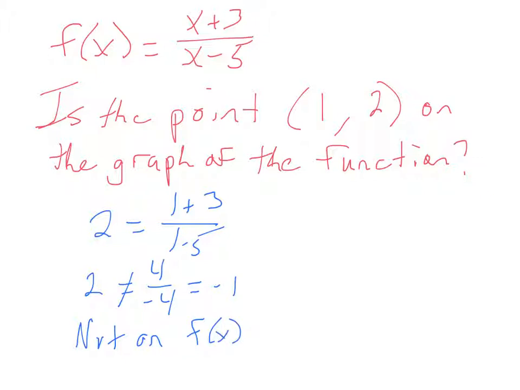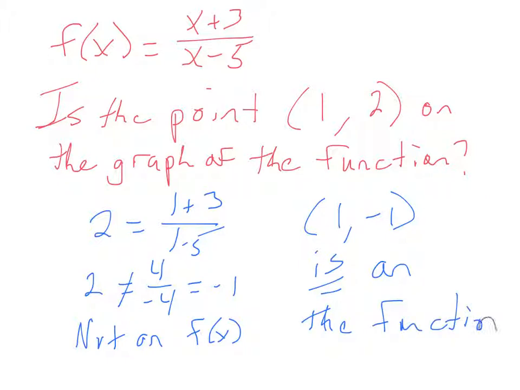What point with an x value of 1 would be on the function? Based on this information, if x equals 1, what does y equal in this function? Negative 1. So the point (1, -1) is on the function. So we can determine if a point is on the function as long as we have the equation of the function, even if we don't have the graph. And even if we have no idea what the graph might look like, we can still figure this information out, right?